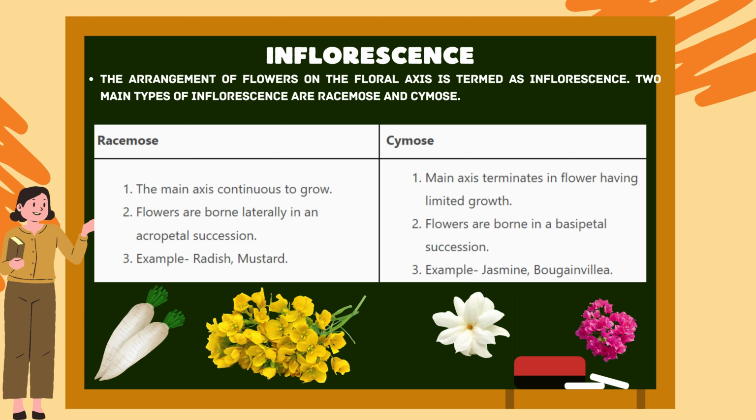Cymose: the main axis terminates in a flower, having limited growth. Flowers are borne in a basipetal succession. Examples are jasmine and Bougainvillea.